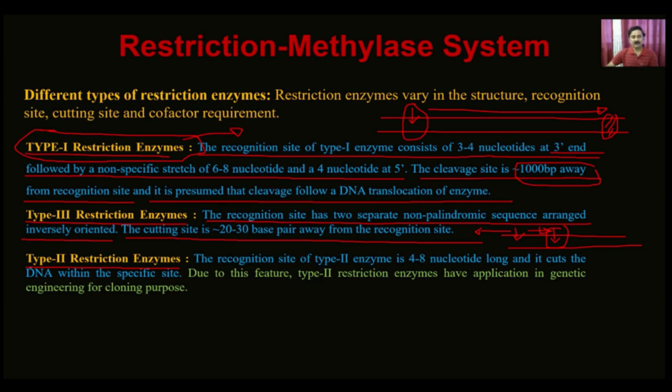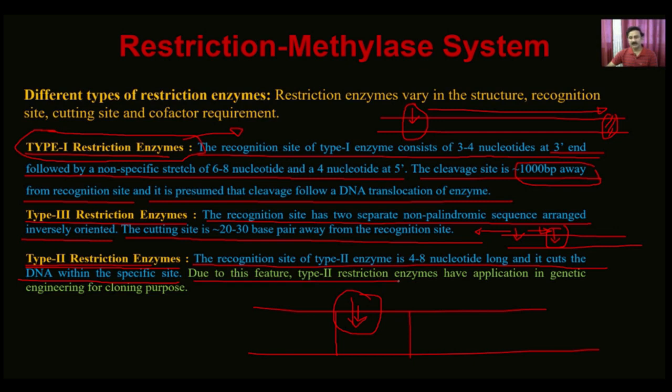So the third is the type 2 restriction enzymes. A type 2 restriction enzyme recognizes a site 4 to 8 nucleotides long, and it cuts the DNA within the specific site, which means if you have a type 2 enzyme and it recognizes here, suppose this is the stretch of DNA, it is going to cut within the restriction site, which means you know where precisely the restriction enzyme is going to cut.